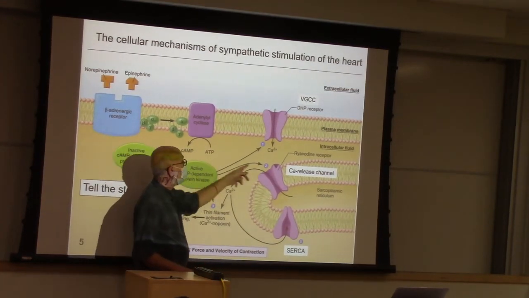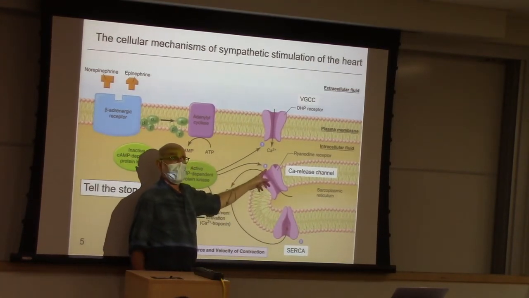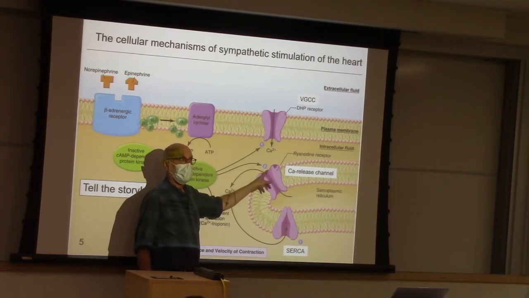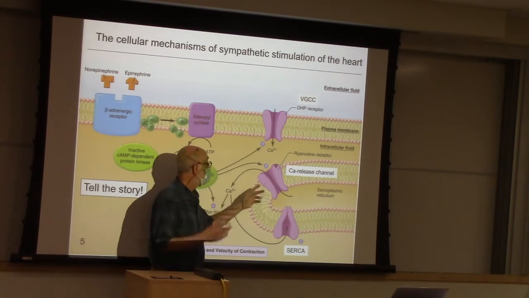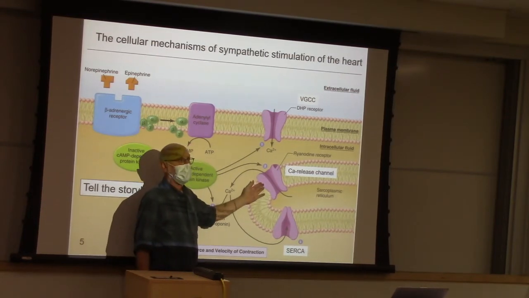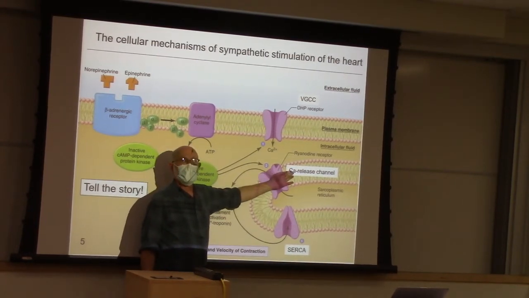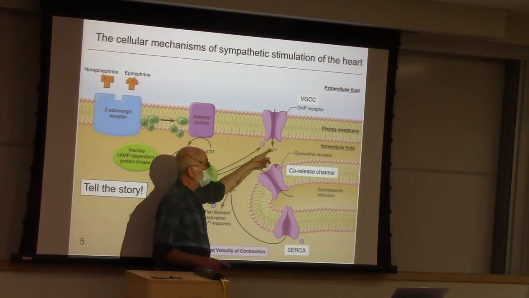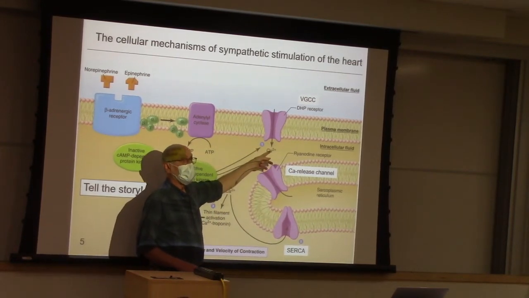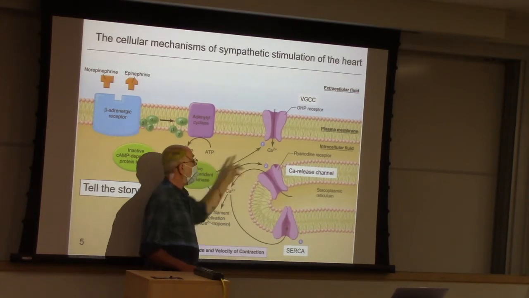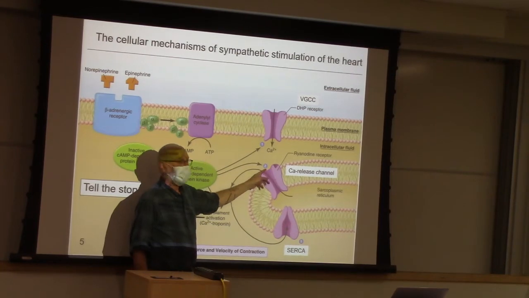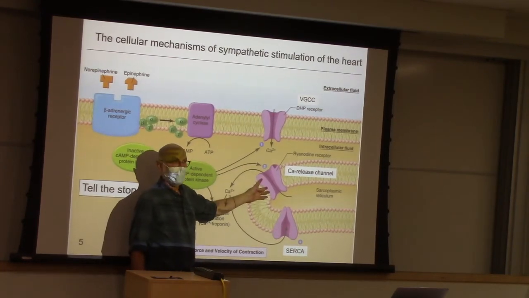What is PKA doing here? It's phosphorylating what? What is this trying to illustrate? The calcium release channel in the SR. So now the calcium from the voltage-gated calcium channel and phosphorylation from PKA increases calcium release from the SR.